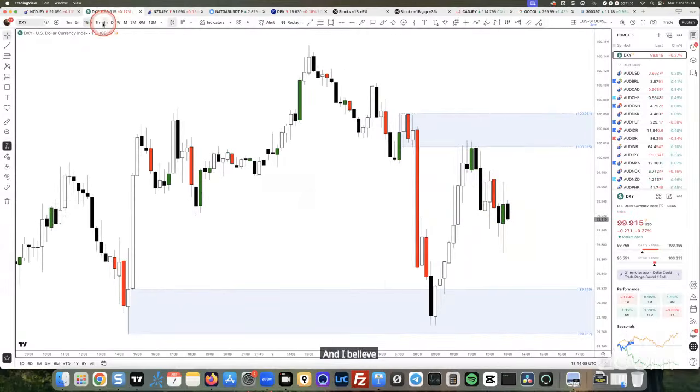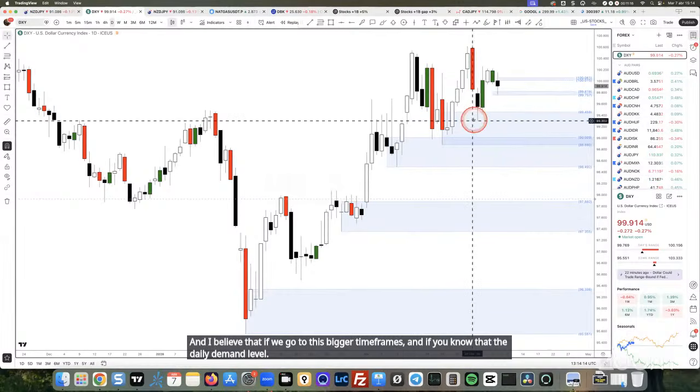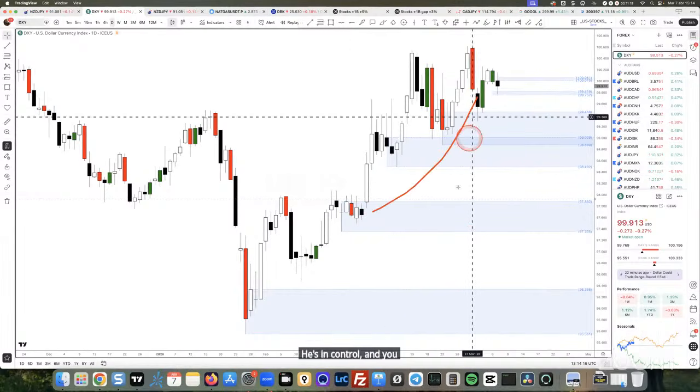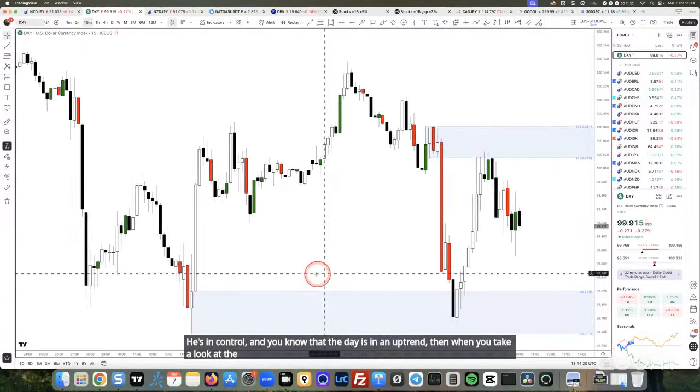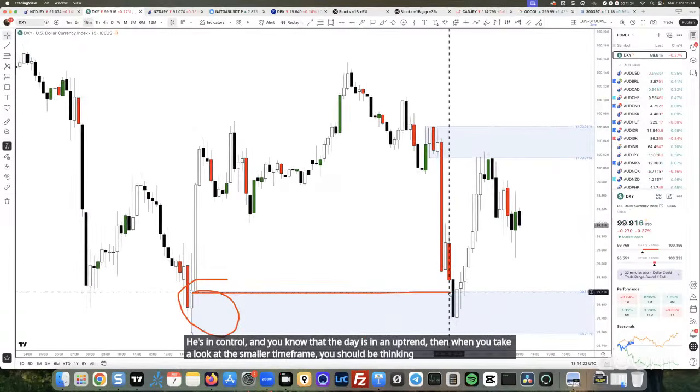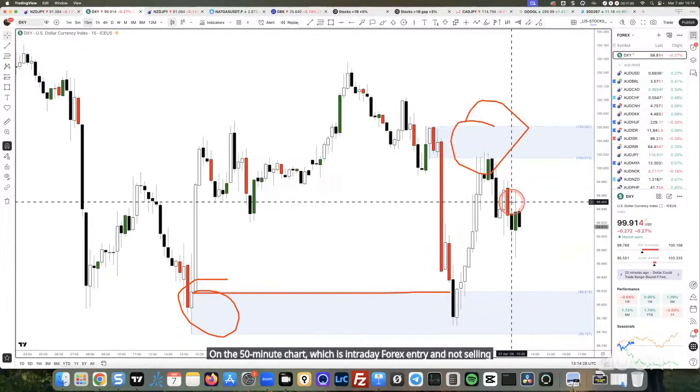And I believe that if we go to the bigger time frames, and you know that the daily demand level is in control, and you know that the daily is in an uptrend, then when you take a look at the smaller time frame, you should be thinking of buying here on the 50-minute chart, which is an intraday forex entry, and not selling. Make sense?